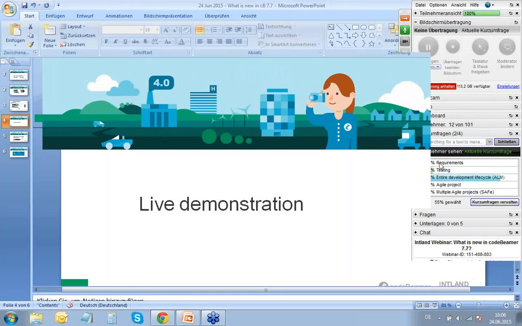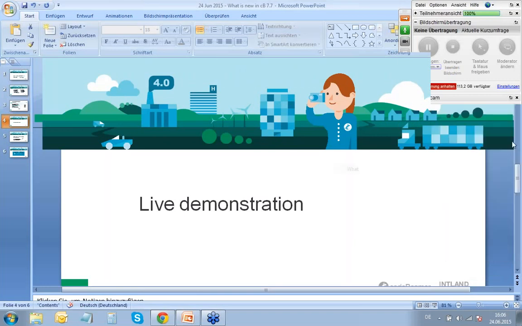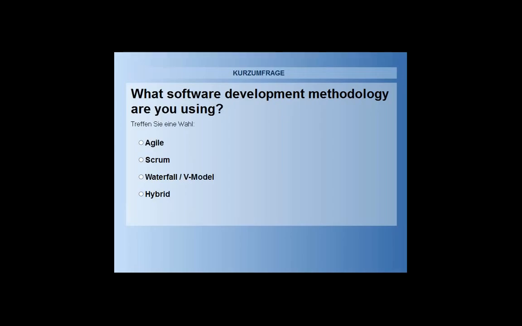And one last question in this section. What software development methodology are you currently using at your organization, which can be Agile, Scrum, Waterfall, V-Model, or hybrid? Thank you very much. I can see that the majority of you are currently still using the Waterfall V-Model.